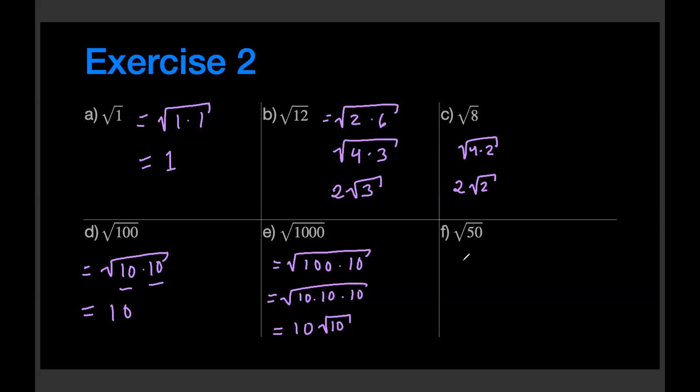Nice. All right, last one. Can I go? Sure. So the easiest way to do that is to do 25 times 2, because 25 is a perfect square and can be easily square rooted. So it's 5 times square root of 2. Awesome.